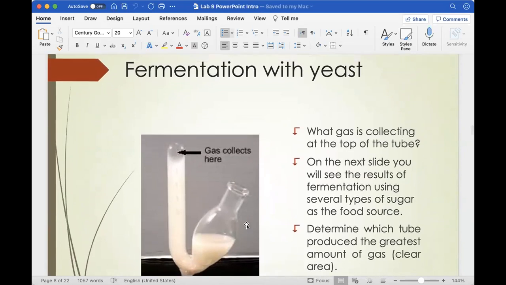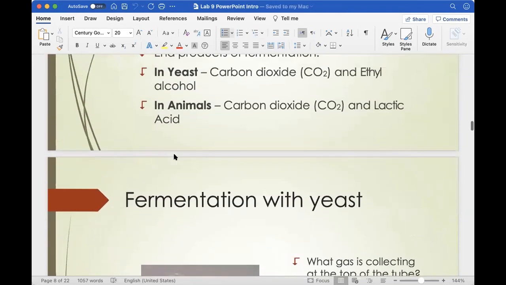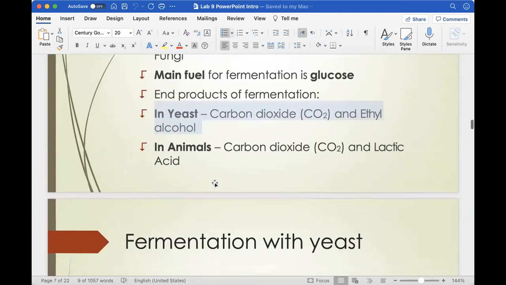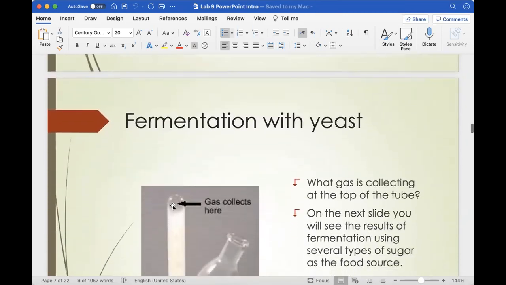So here's the fermentation with yeast. What we've done here is we've set up an experiment where we're collecting a gas at the top of this tube. And if you're wondering what gas that is, look up here to see what the end products of fermentation are. So that is the gas that's being collected at the top of this tube.